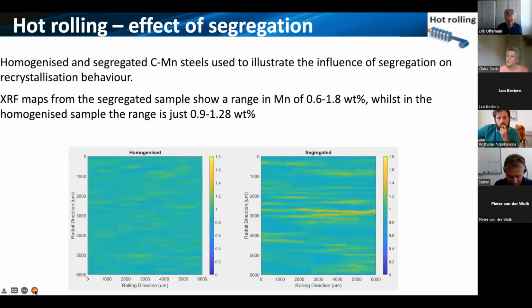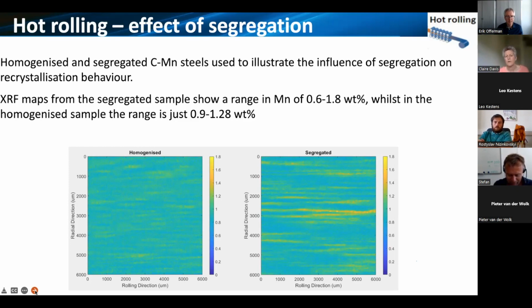We're coming back to one of the principles that I mentioned to start with, which was about how we take into account all the stages of processing. Then I wanted to highlight an example where segregation behavior affects our recrystallization behavior during hot rolling, and again, that appreciation. So this is a little example showing a carbon manganese steel.